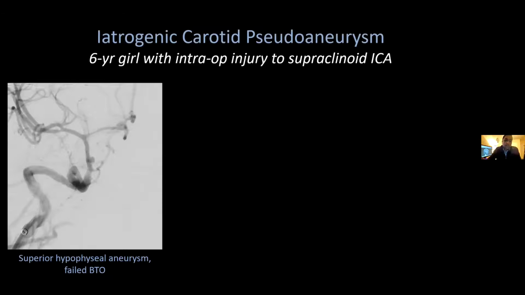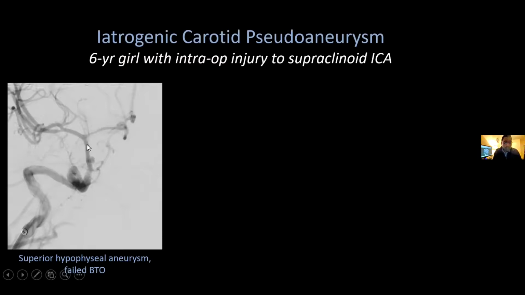The exception to that, obviously, is some of these conditions like mycotic aneurysms or iatrogenic aneurysms. So here's a carotid injury from an intraop. So there was a tumor which was being biopsied, and there was injury to the supraclinoid ICA. You can see here a superior hypophyseal location of this pseudoaneurysm pointing medially. Unfortunately, this girl failed balloon test occlusion. You can see there's also a lot of vasospasm at this time from the subarachnoid hemorrhage.